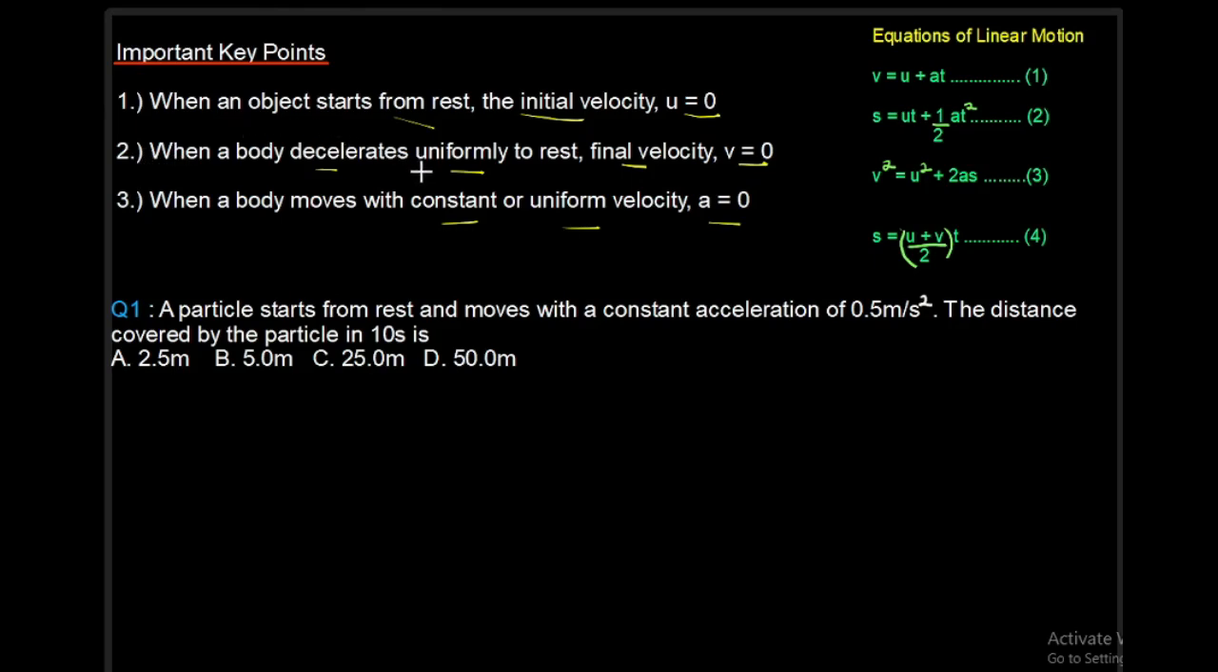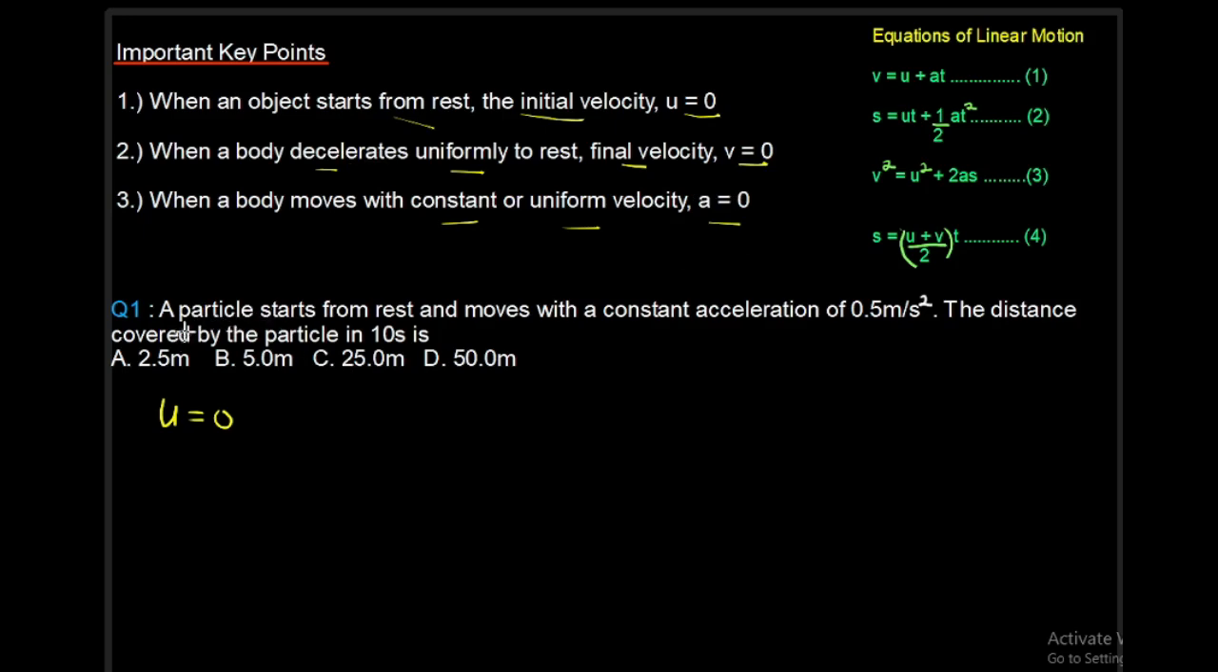So to solve questions on linear motion, these are the three important key points we must have in mind. All right, so now we're going to look at an example here, and we'll see how to apply these points in solving problems on linear motion. Now the question here says a particle starts from rest. Remember, point one says when an object starts from rest, initial velocity is 0. So since they said a particle starts from rest, we need to write down that the initial velocity of that particle is 0. Whenever you're given a question and they say the particle starts from rest, initial velocity is 0. If it's coming to rest or it decelerates uniformly to rest, the final velocity, which is the ending velocity, is 0. If it's moving with constant or uniform velocity, acceleration is 0.